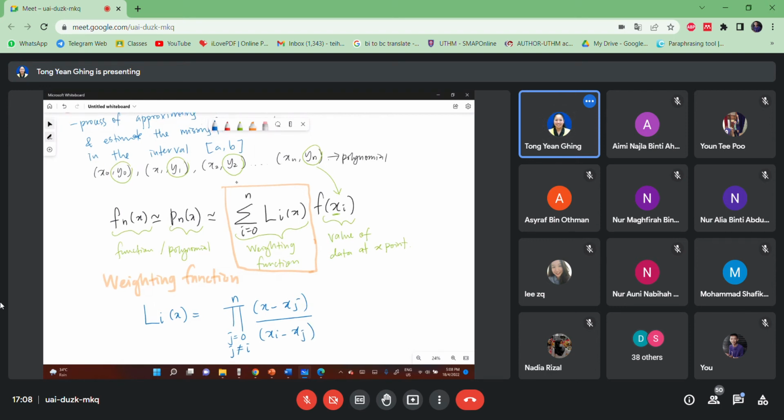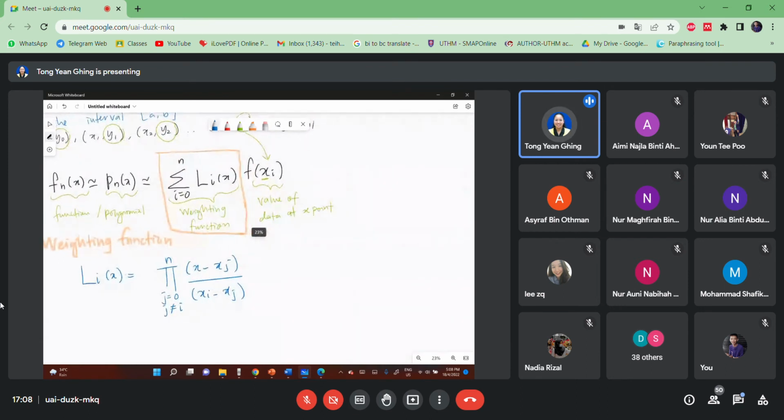So here, it depends on that polynomial, whether this is first order, second order, third order, or fourth order. So we can expand this one. Let's say we have two data points. I have x0, y0, and I have x1, y1.